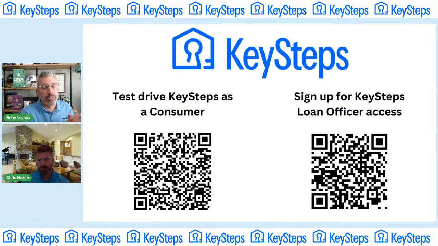Again, on the left side of the screen, the QR code would allow you to just create your own consumer account and see exactly what your consumers would see in the app, with the only difference being that when you scan this QR, you're going to see me as the LO instead of yourself as the LO.